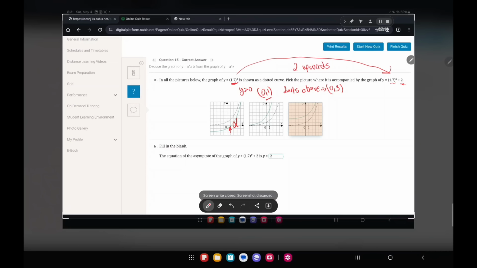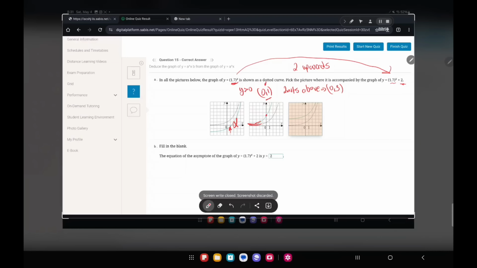That's just for some people, you know, they like to see these things. It's going to pass through 0, 3 if it's 2 units above, right? Since this passes through 0, 1, like every other exponential graph. Remember, I told you every exponential graph passes through 0, 1. So if it's plus 2, that means 2 units above, so 0, 3. So this one here, it passes through 0, 3. But look at this part of the graph.